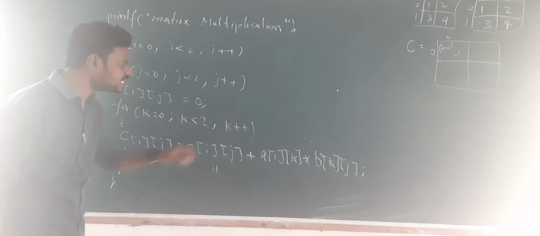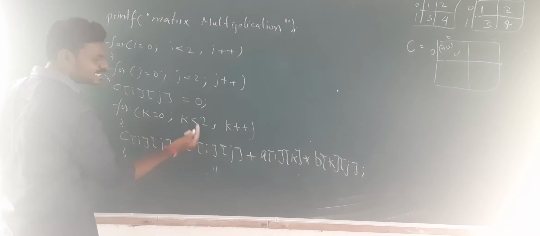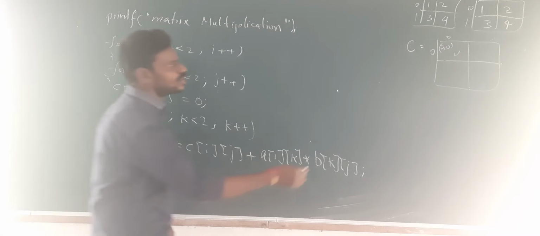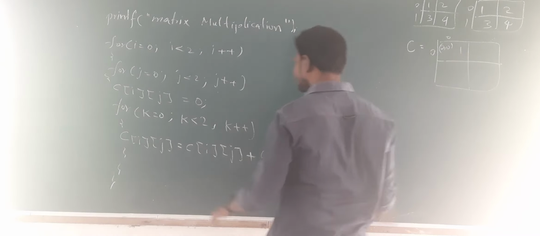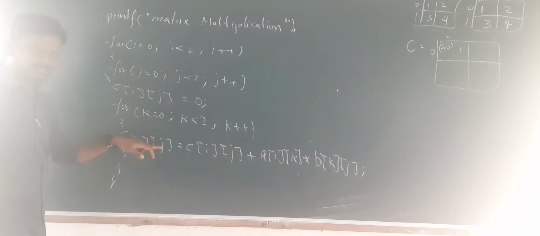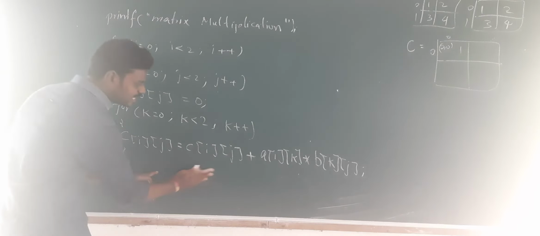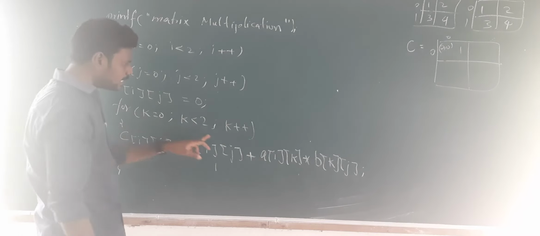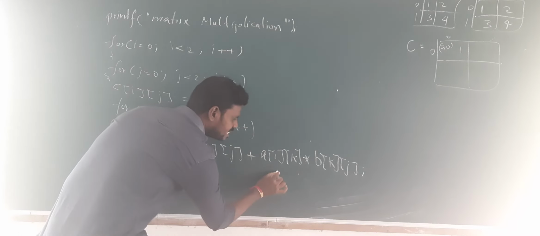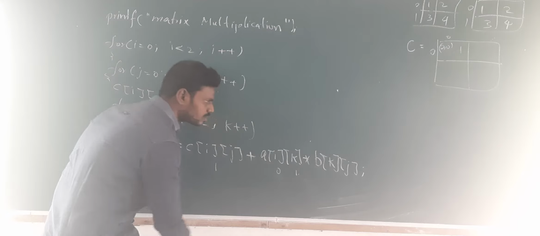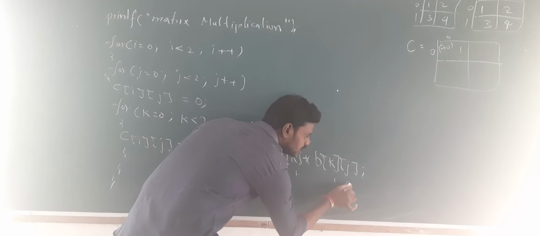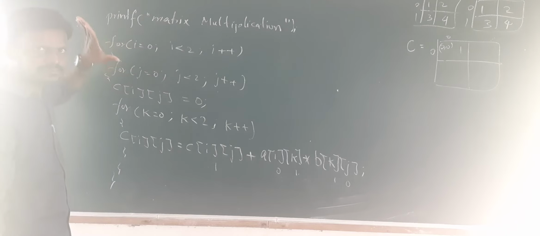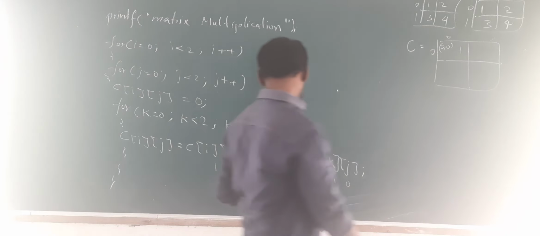When I am incrementing the value of K, K will become 1. 1 less than 2, yes it is 2. So already C of ij is 1 now. I am entering it into the next step. So C of ij is consisting 1 here. Now I compare this. I is 0, K is 1 and J is 0. Why? Because we haven't incremented the value of I and J.